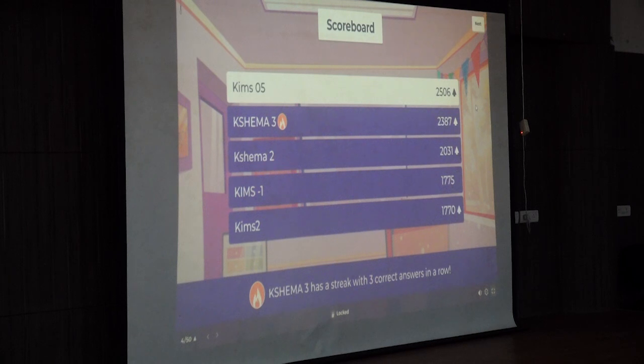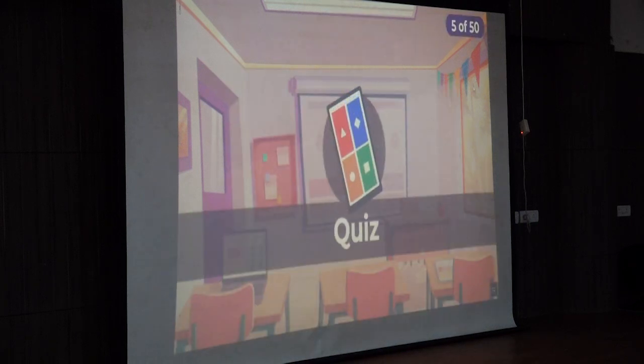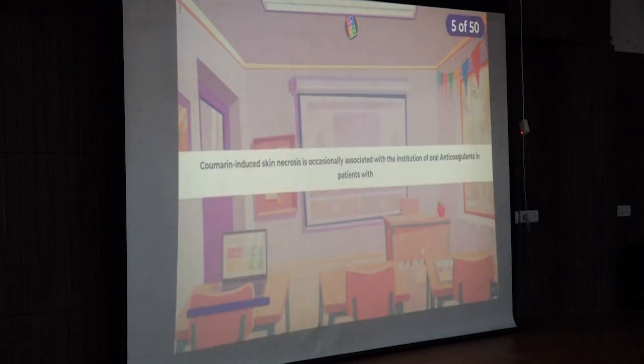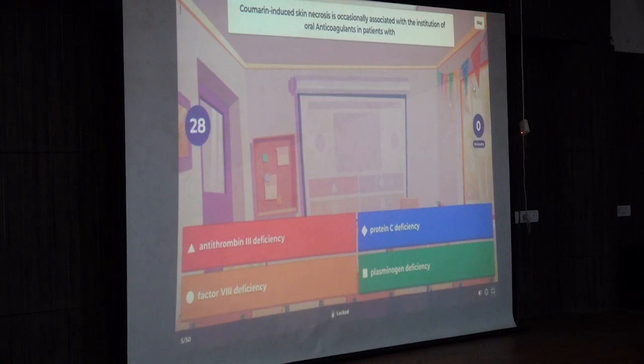Change is there, Pritham? Yes, Kim's team 5 has come back on the top. Shema's on the streak now. Third is who? Shema's second. Okay. So that is question number 5 on the screen for you. Coumarin-induced skin necrosis is occasionally associated with the institution of oral anticoagulants in patients with antithrombin 3 deficiency, protein C deficiency, factor 8 deficiency, plasminogen deficiency.